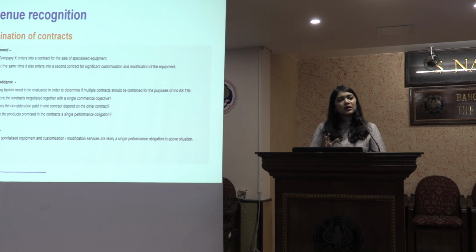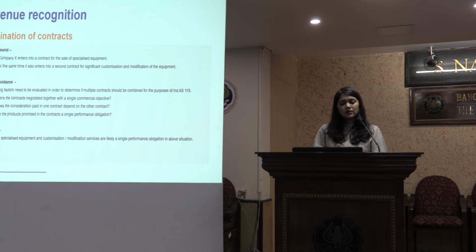Basically, your ultimate objective is to see whether there is a single performance obligation or multiple performance obligations in the contract. And if there is a single performance obligation, what should be your timing of revenue recognition: whether you record it at a point in time or over a period of time, right? So all those things will vary depending upon your assessment of whether this is a single contract or multiple contracts.